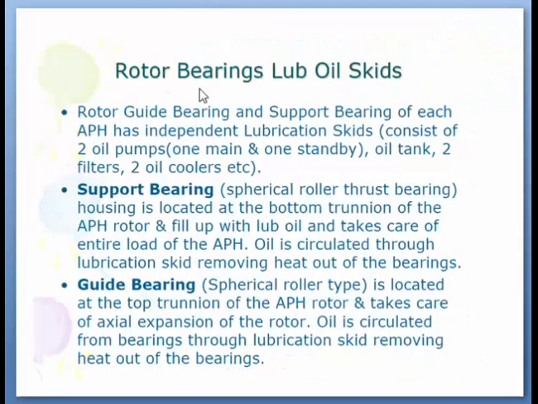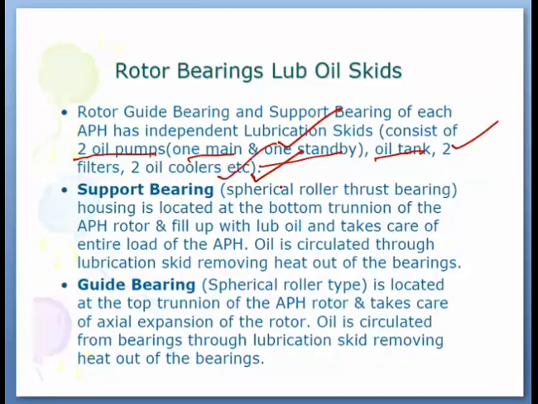The rotor guide bearing and support bearing of each air preheater has an independent lubrication arrangement, which consists of two oil pumps, one main and one standby. If the main fails, then the standby comes into the picture. Then an oil tank for the supply of lube oil, filters to filter the contaminated oil, and two oil coolers where the oil which gets heated during the lubrication process will be cooled.